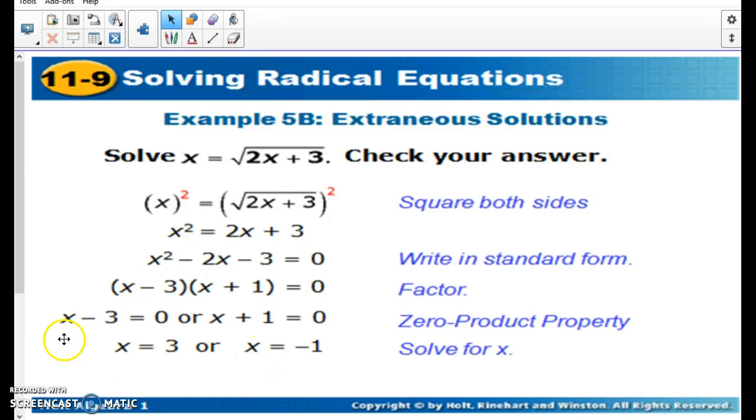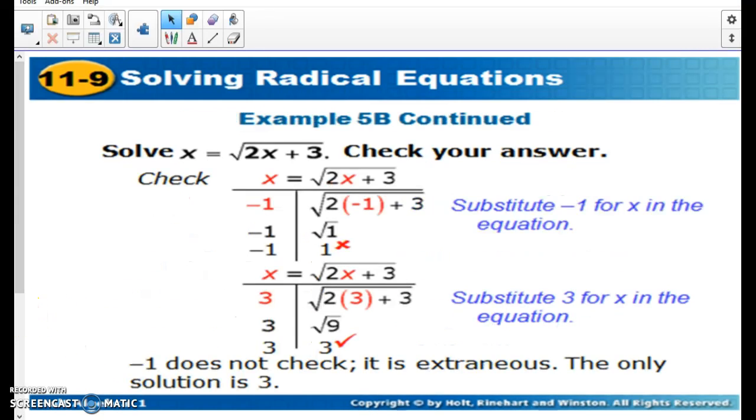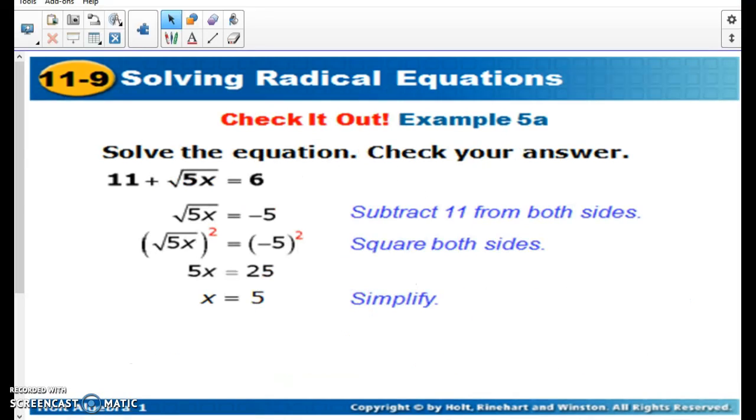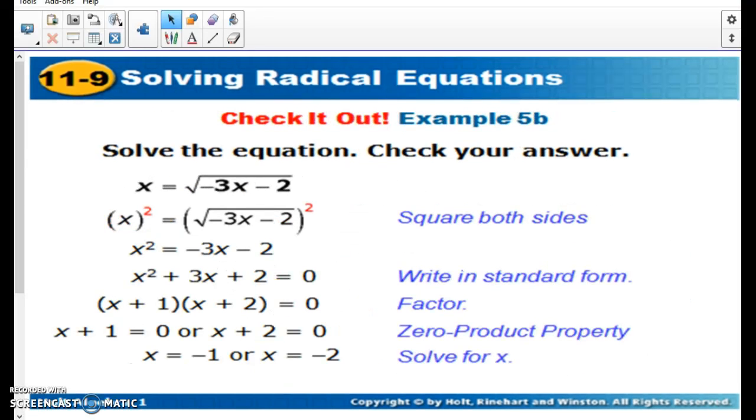Because remember, I'm trying to solve for x here. Kind of the same thing on this one here. So x equals square root of negative 3x minus 2. So square both sides. Get everything on the same side here. So x squared plus 3x plus 2. Factored out, so x plus 1, and then x plus 2. And then my x's would then be negative 1 or negative 2.